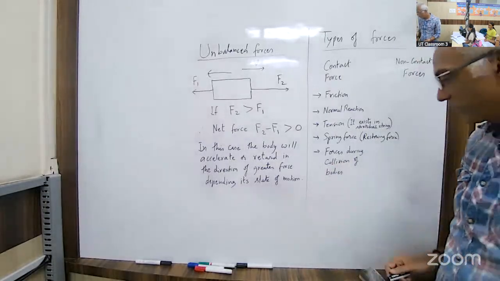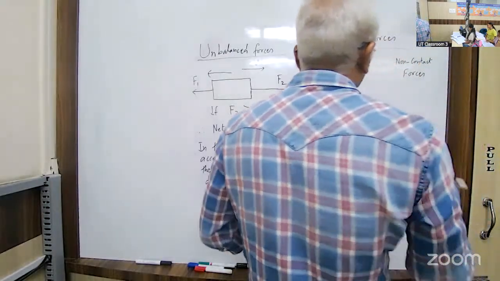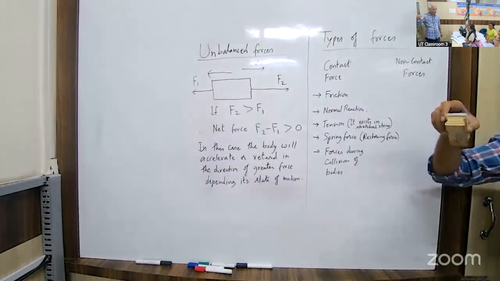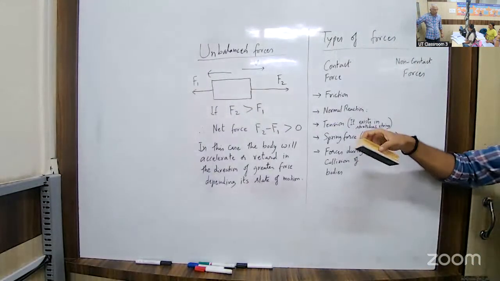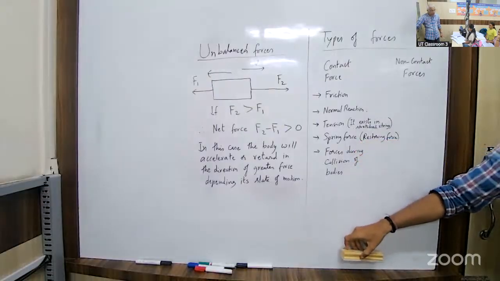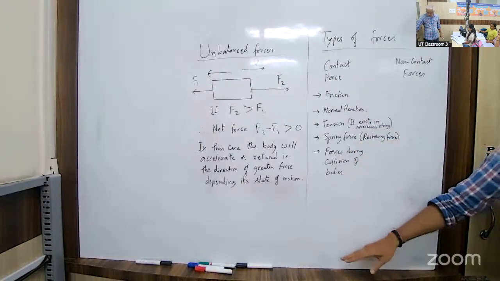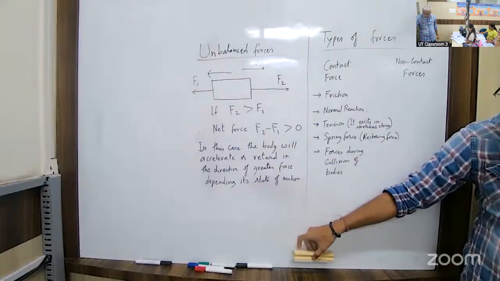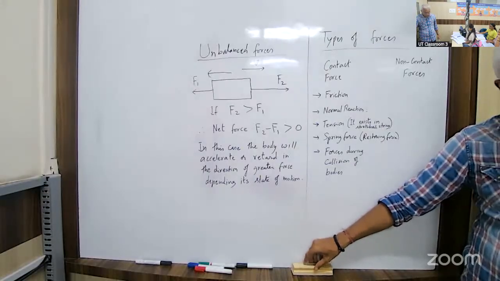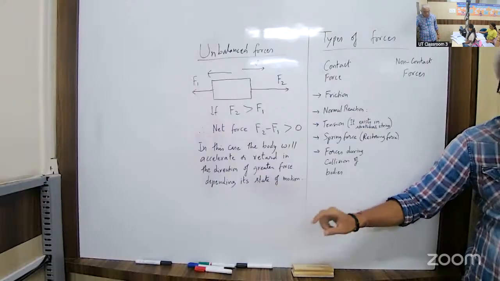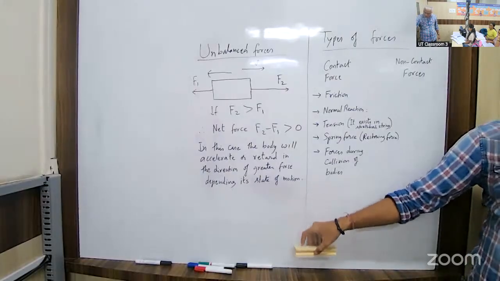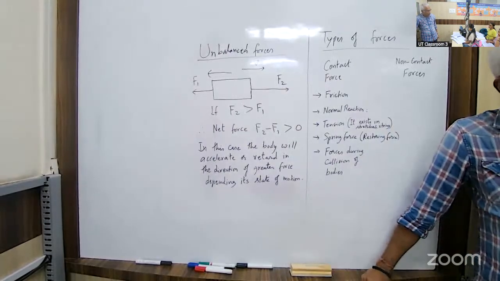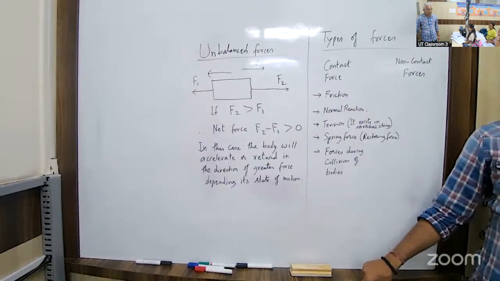Then you have normal reaction. Now what is normal reaction? Look at this duster. This is not tied with any rope or string. If I drop it here, what happens? It will be stopped here. It drops till here and then stops. That means there is something making its net force zero. Only then the state of motion will not change.